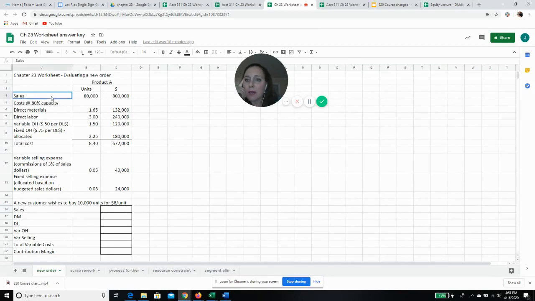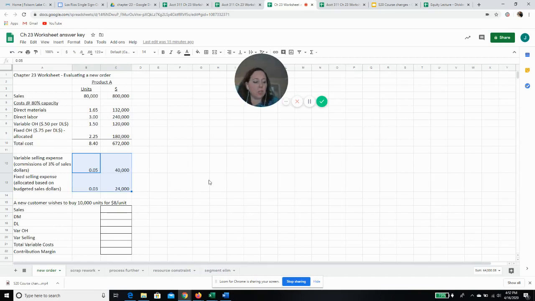So we have here our product information. We normally work at 80% capacity. And at 80% capacity, we are making 80,000 units and we're selling them for $800,000, meaning we sell them for $10 a unit. $800,000 divided by 80,000 units is 10. We also have our product cost information and our selling expense information.